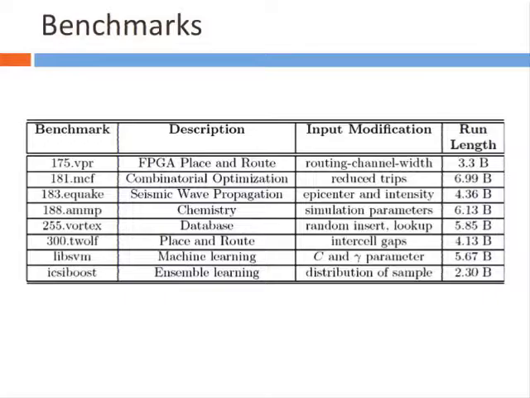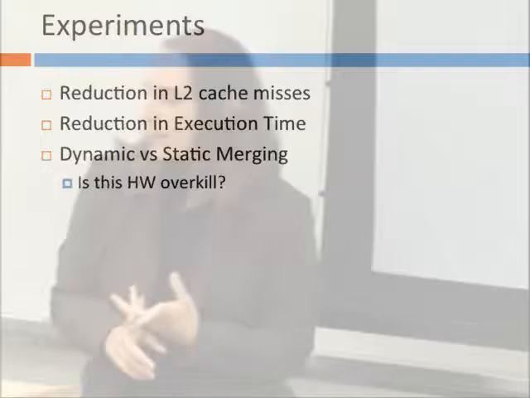So we looked at three concepts. One is how much it reduces L2 cache misses. Next, how much that actually translates into saving execution time. And the final one is dynamic versus static merging. The OS can already do static merging. If you start merged, you start merged. An efficient OS will start you merged and then do a copy on write.